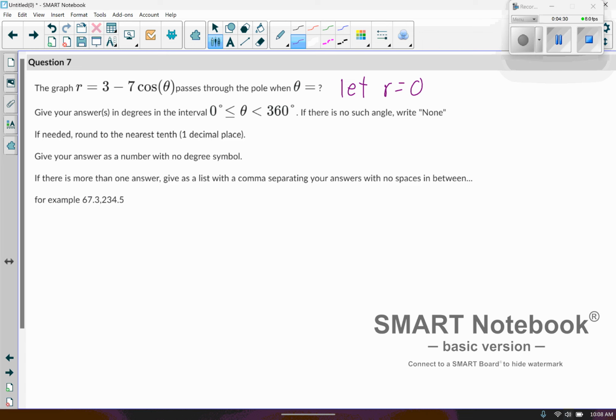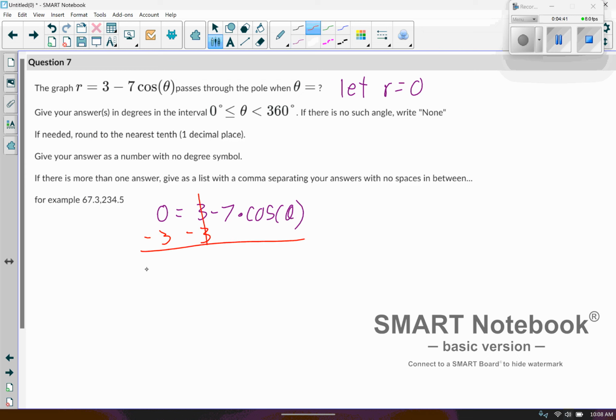So on the first one, we're going to have 0 equals 3 minus 7 times cosine of theta. Then we'll subtract 3 from both sides, and then divide by negative 7. The double negatives will become positive, and so now I'm going to have cosine of theta equals positive 3/7. I'm going to have to take the cosine inverse of this in a second.